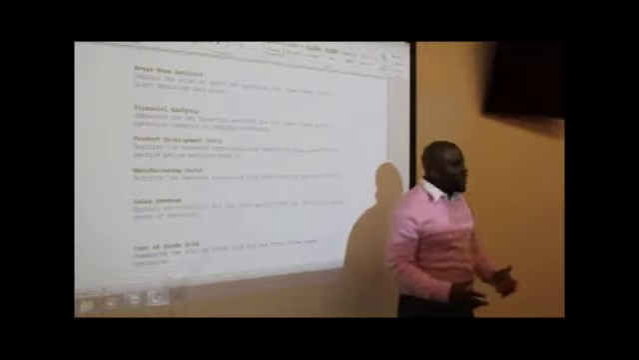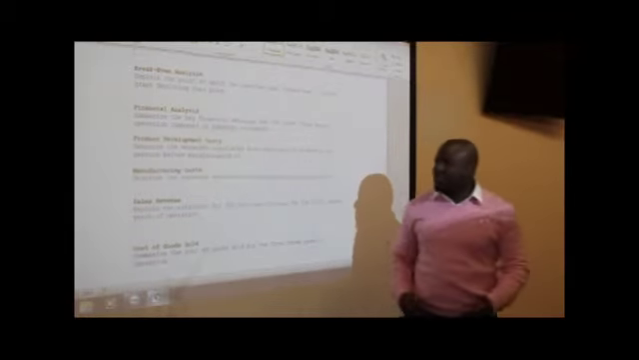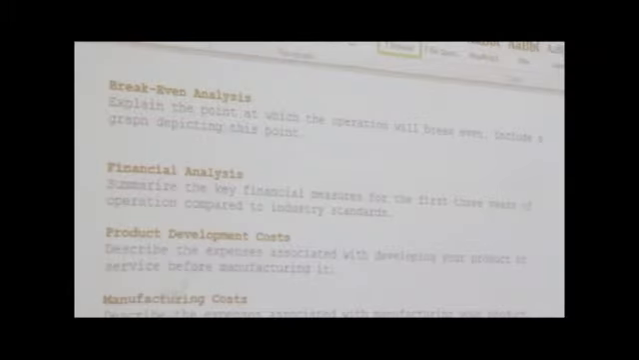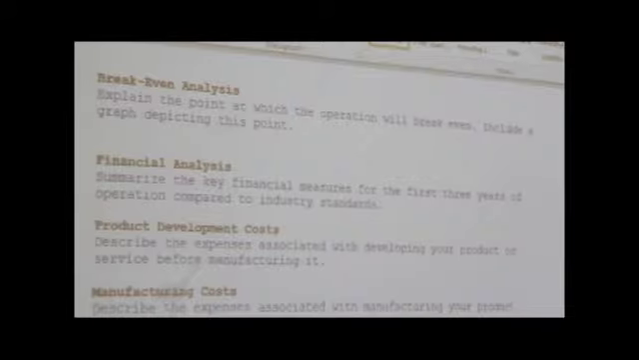What we're going to start talking about today is break-even analysis. Now, let's look at it. Another part of the financial plan: explain the point at which the operation will break even.